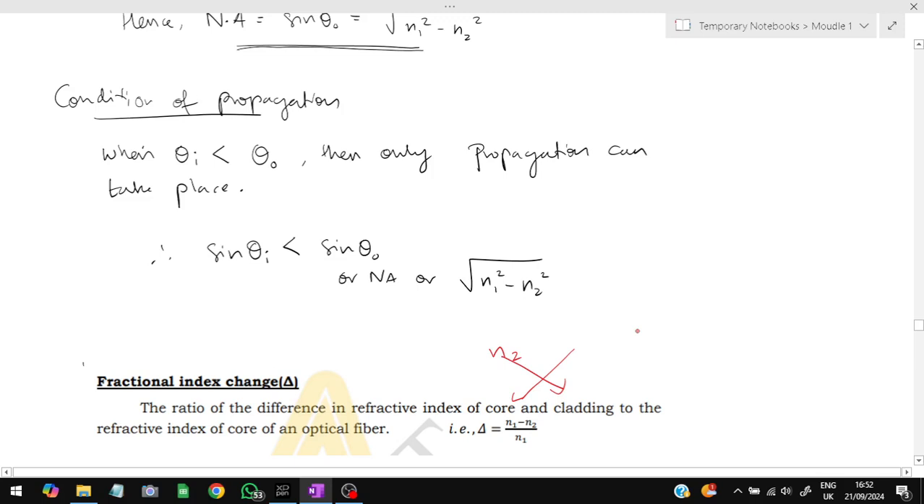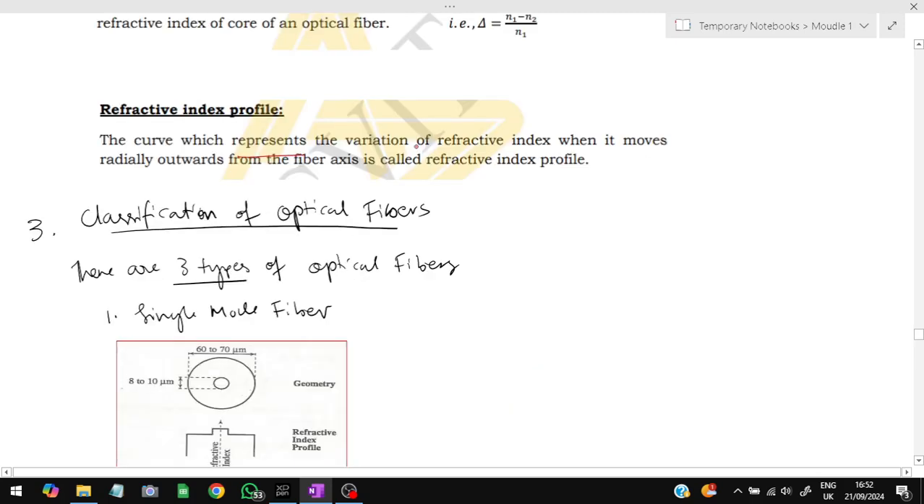Next we have refractive index profile. The curve which represents the variation of refractive index as it moves radially outwards from the fiber is called the refractive index profile. Suppose there is a medium with a varying refractive index, either becoming more or becoming less. When light travels through it, its refractive index keeps on changing. The curve in which it changes is called the refractive index profile.